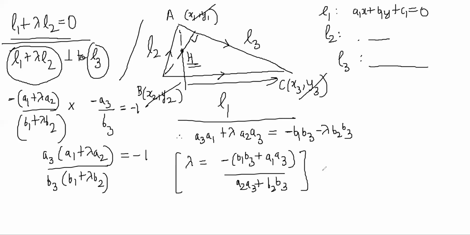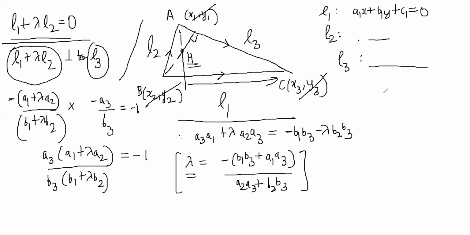Right. Isn't it the reciprocal of this? What is the reciprocal? Like, isn't lambda equal to A3 A1 plus B1 B3 by? No, okay, it's correct. It's correct. I'm just solving it. There's no mistake here, right? So lambda has come, no?